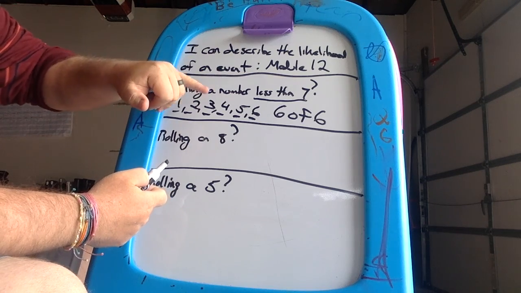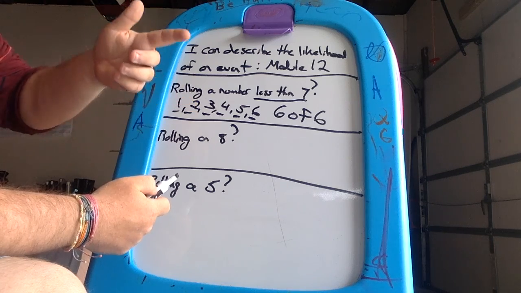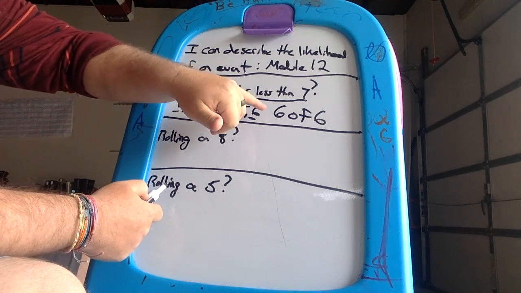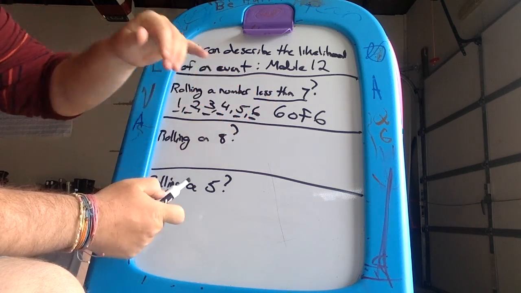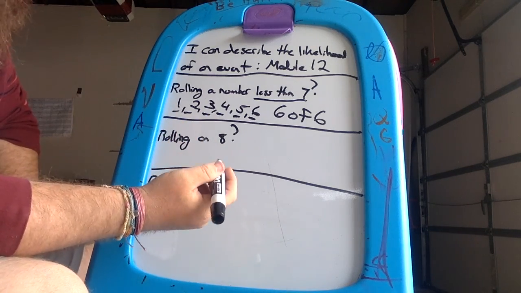1, 2, 3, 4, 5, 6. So the likelihood or the probability of me rolling a number less than 7 is going to be 6 of 6. Okay? The next part is rolling an 8.